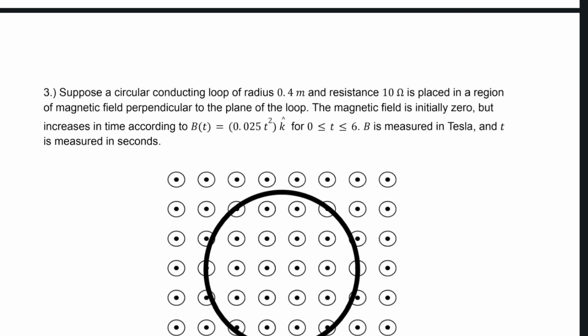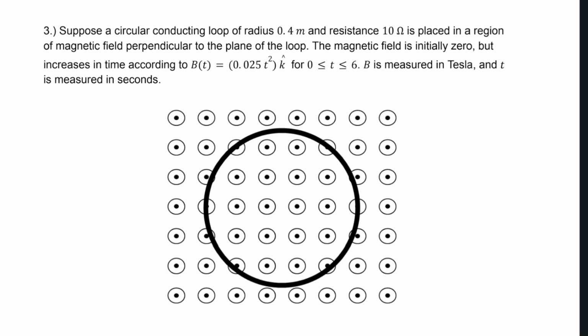So we have a circular conducting loop of radius 0.4 meters. So that's given. The resistance, 10 ohms, is given. It's in a region of magnetic field perpendicular to the plane of the loop. So again, this would just be a case where there's really no consideration of theta required, because our magnetic field is just directly out of the loop like that. And I suppose I can draw it better than that. So it is increased out of the page via this quadratic expression, and all of our units work out.